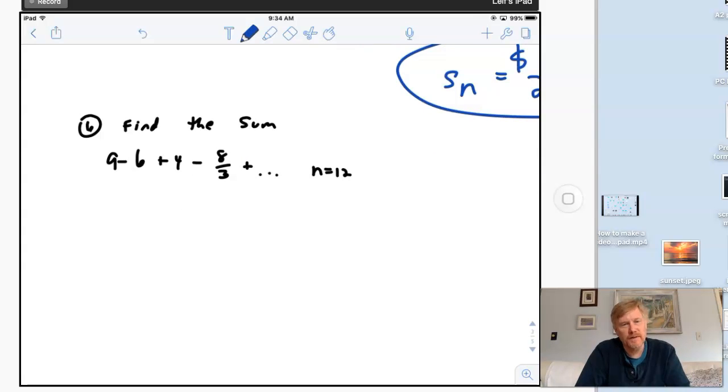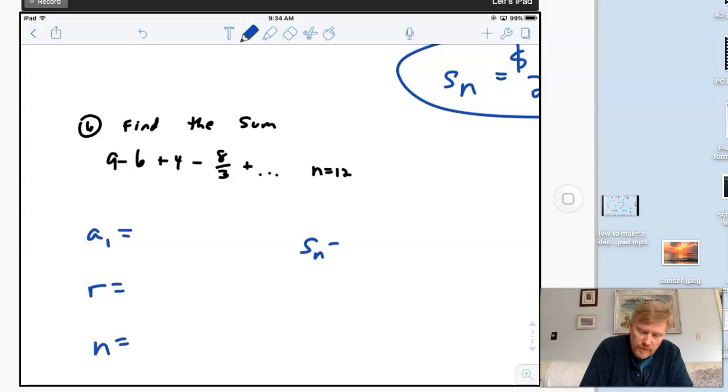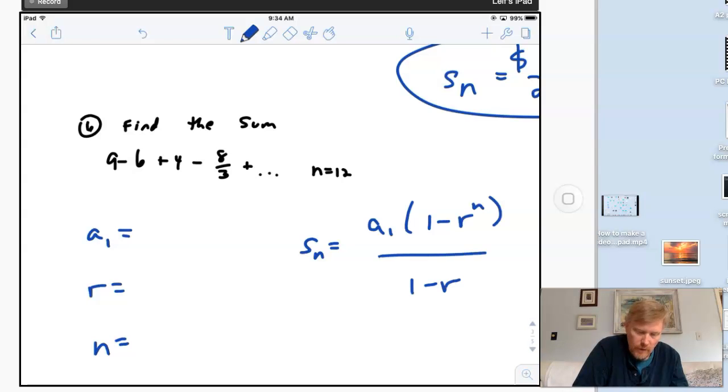9 minus 6 plus 4 minus 8 over 3 plus ... Okay, so I need three things for my S of N formula. I'm trying to find the sum. And once again, that formula over and over again is A of 1 times 1 minus R to the N over 1 minus R. A of 1 is the first number in the sequence.